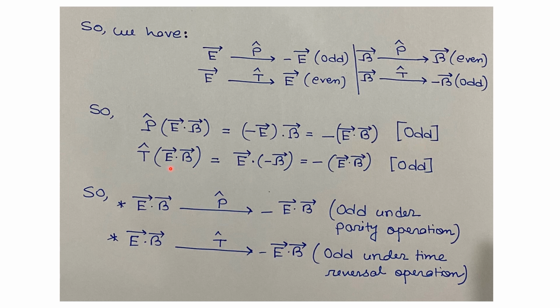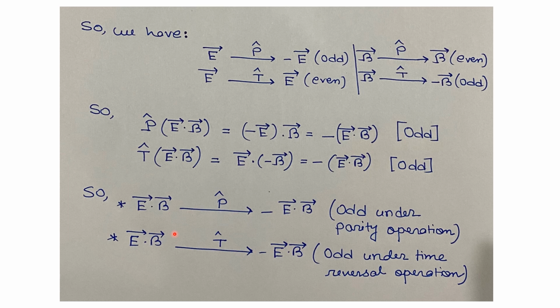Now we will operate the time reversal operator on this quantity E dot B. The time reversal operation will give E as E vector. So E will not change here, but the B vector will flip its sign, so it will become minus B vector. Effectively, we will get minus E dot B. So under time reversal operation, it is also odd under this operation.